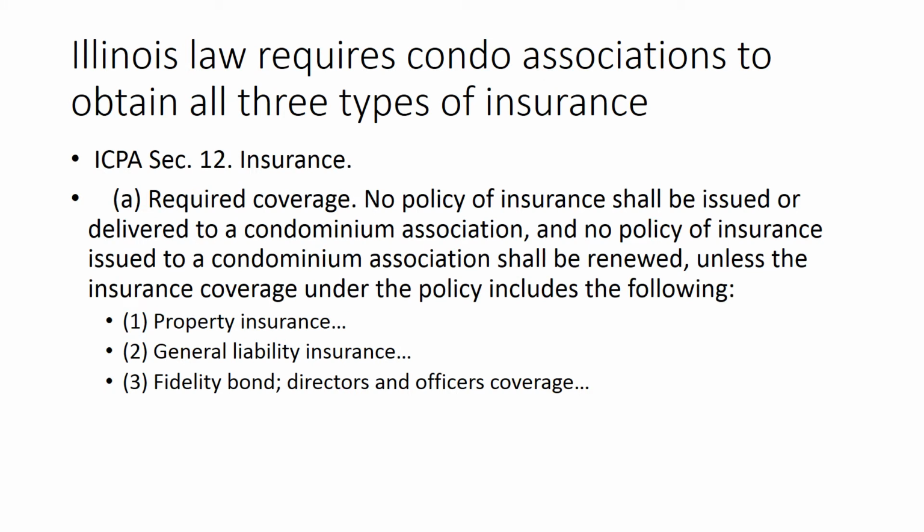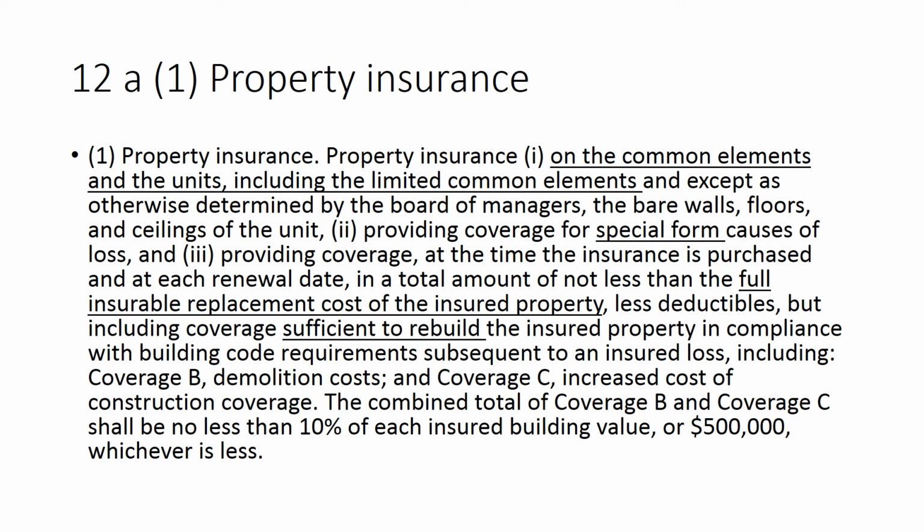Illinois law under Section 12 requires condo associations to get all three of the types of insurance I just described. Here I've kind of summarized it. There's details under subparagraphs 1, 2, and 3. Basically, no policy of insurance shall be issued or delivered, etc., unless the insurance coverage includes the following: 1, property insurance. 2, general liability insurance. 3, fidelity, bond, and D&O coverage. And it explains what the requirements are.